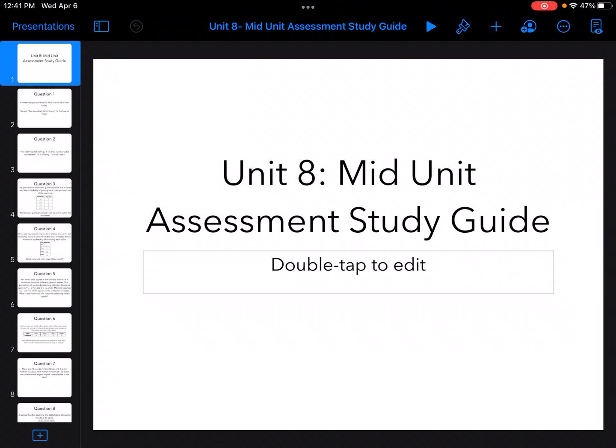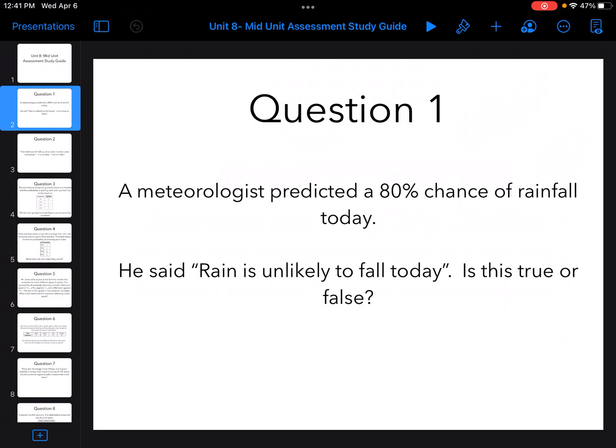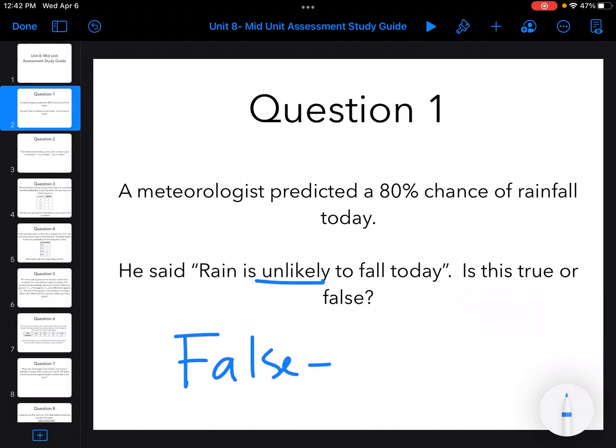Today we're going to talk about the mid-unit assessment study guide. So question 1, a meteorologist predicted an 80% chance of rainfall today. And he said it is unlikely to rain. Well, anything over 50% is likely. So this is false. It is likely to rain.